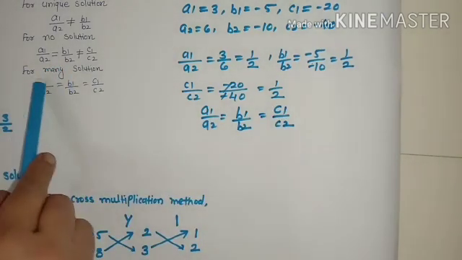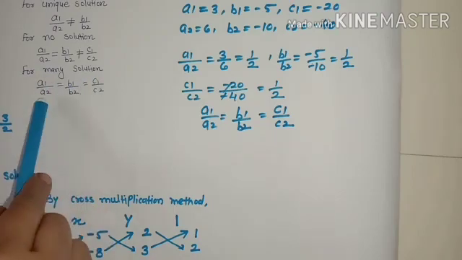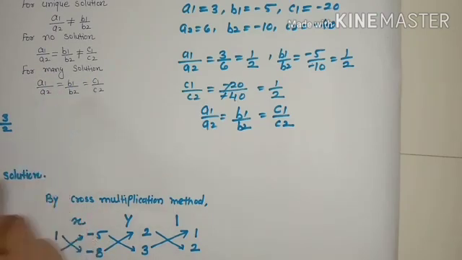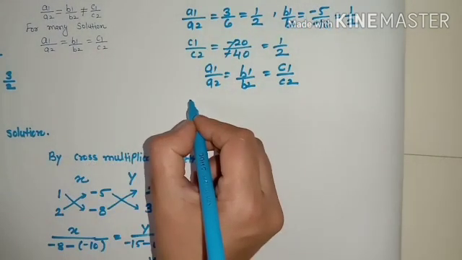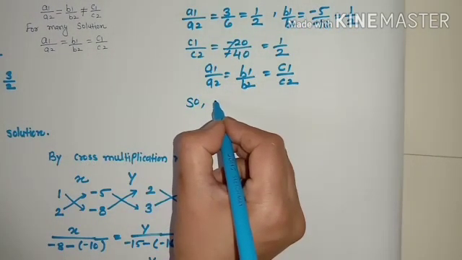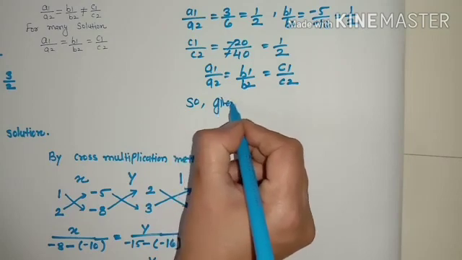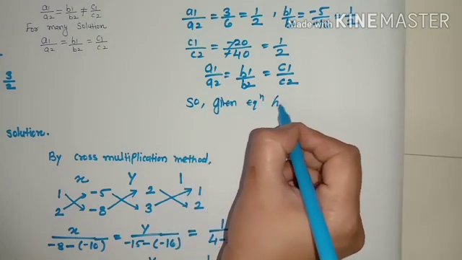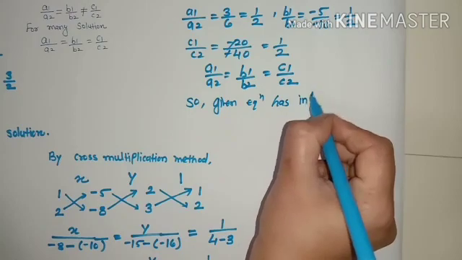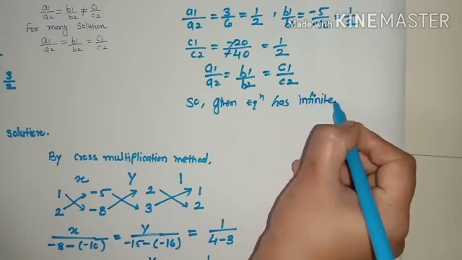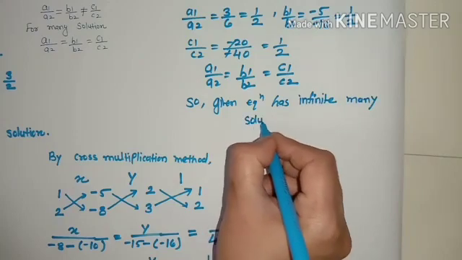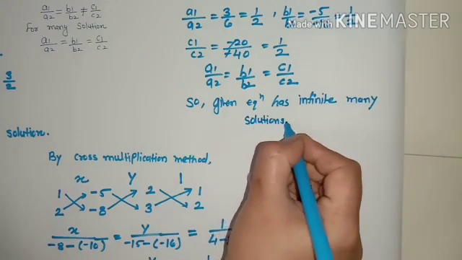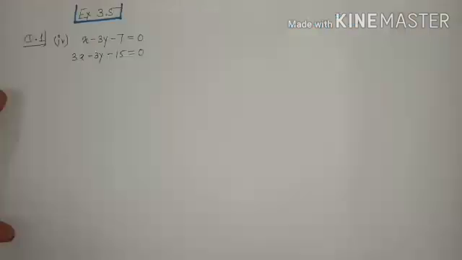As we know, for infinitely many solutions, a1 upon a2 equals b1 upon b2 equals c1 upon c2. So the given equations have infinitely many solutions. Let's solve this fourth part also.